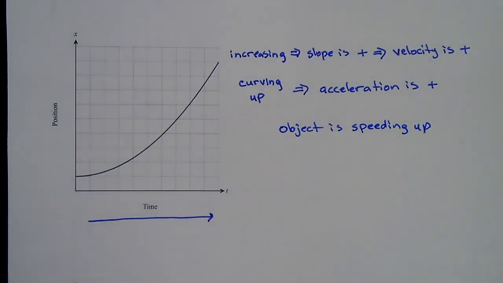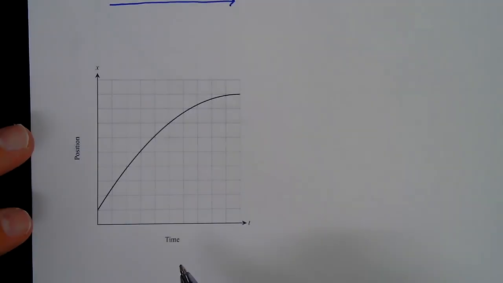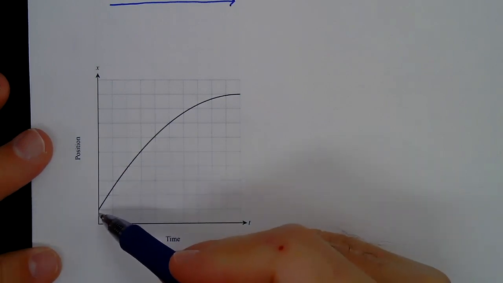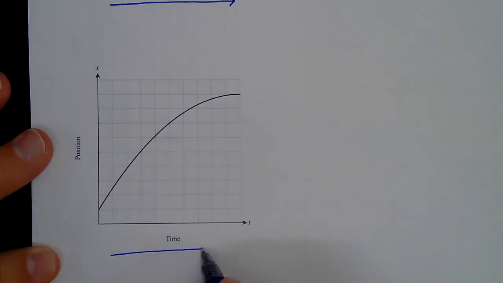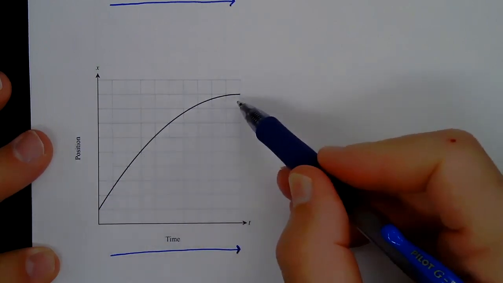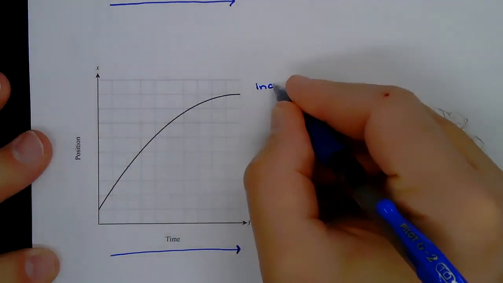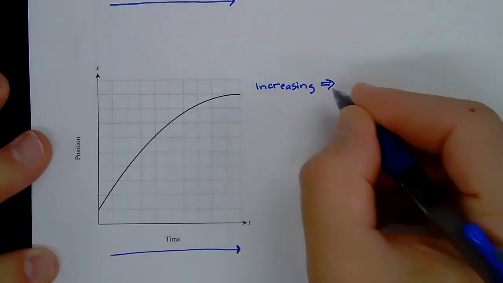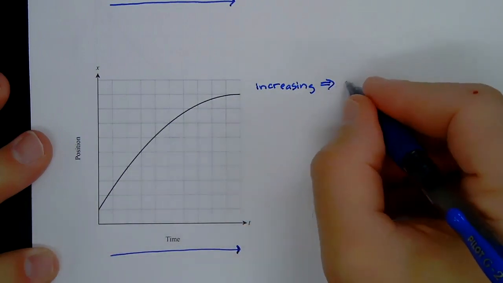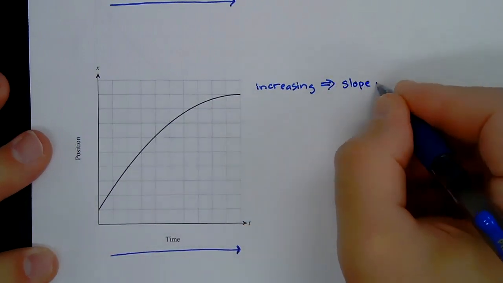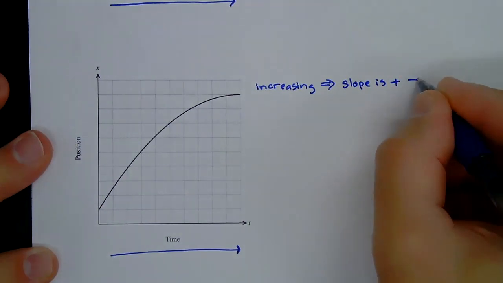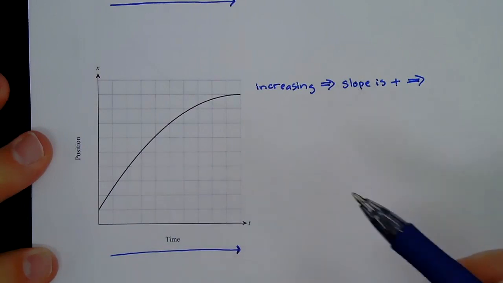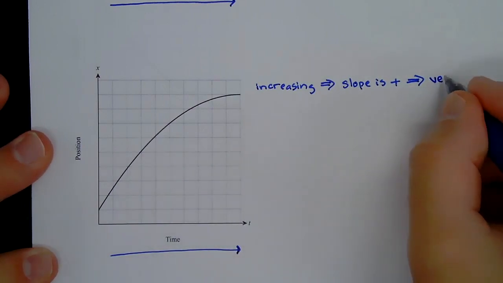All right, next one. This is still a position time graph, and reading from left to right again, we can tell that it's increasing. Since it's increasing, the slope is positive. And because the slope is positive and we're dealing with a position time graph, that slope is also the velocity. So we know the velocity is positive.